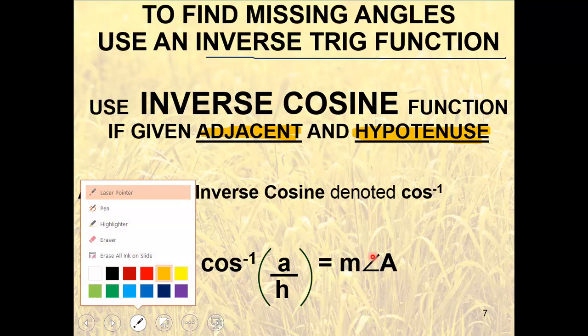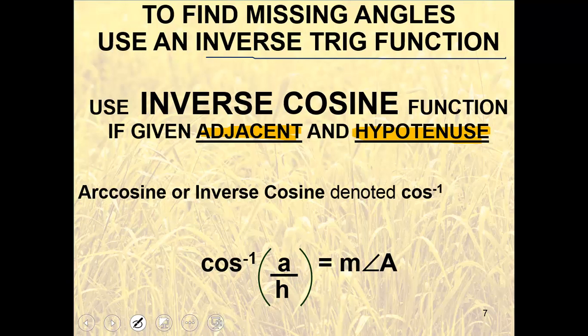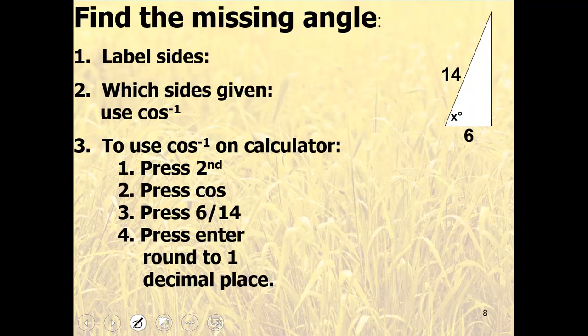And what that's going to be is, this is what you're looking for. This is going to be like x degrees. Okay, same type of thing, only different sides. Again, label your side. Here's the hypotenuse. Here's the adjacent side. Here is our angle in reference. All right, so here we go. Which sides are given? Adjacent and hypotenuse. So I'm going to use the inverse cosine.